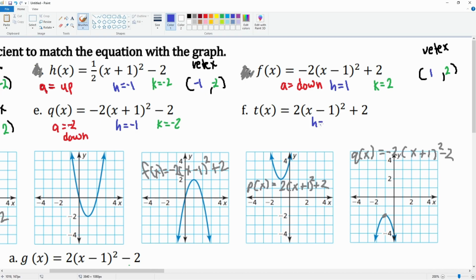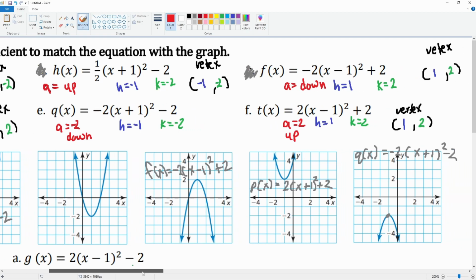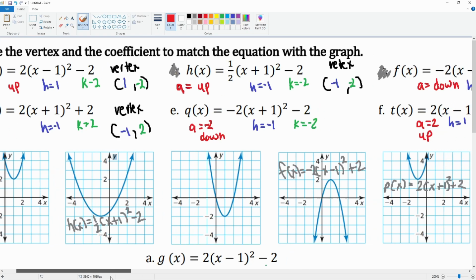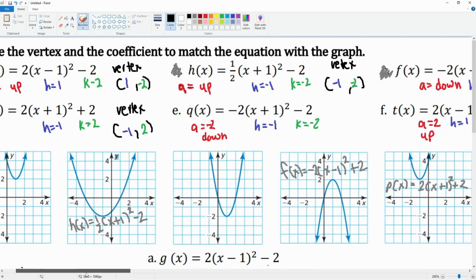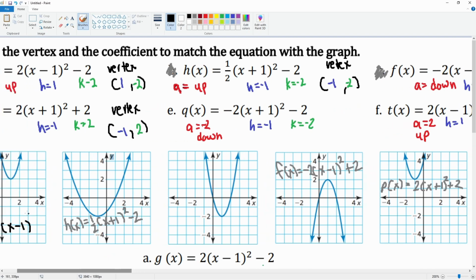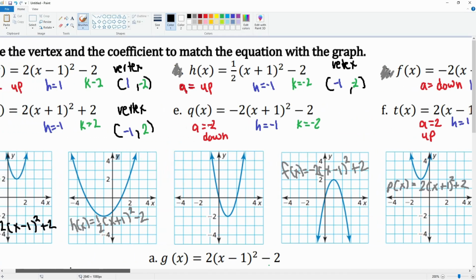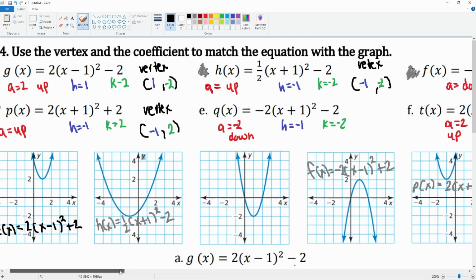Last one, h is equal to 1, k is equal to 2. The vertex here is going to be the point 1 comma 2, where a is equal to 2, so it's going to open up. So here it would be this one right here. So this would be t of x is equal to 2 times (x minus 1) squared plus 2. All right, so there you go. That is how you match up all the equations: getting the vertex first, then seeing if it opens up or down based on the a value.